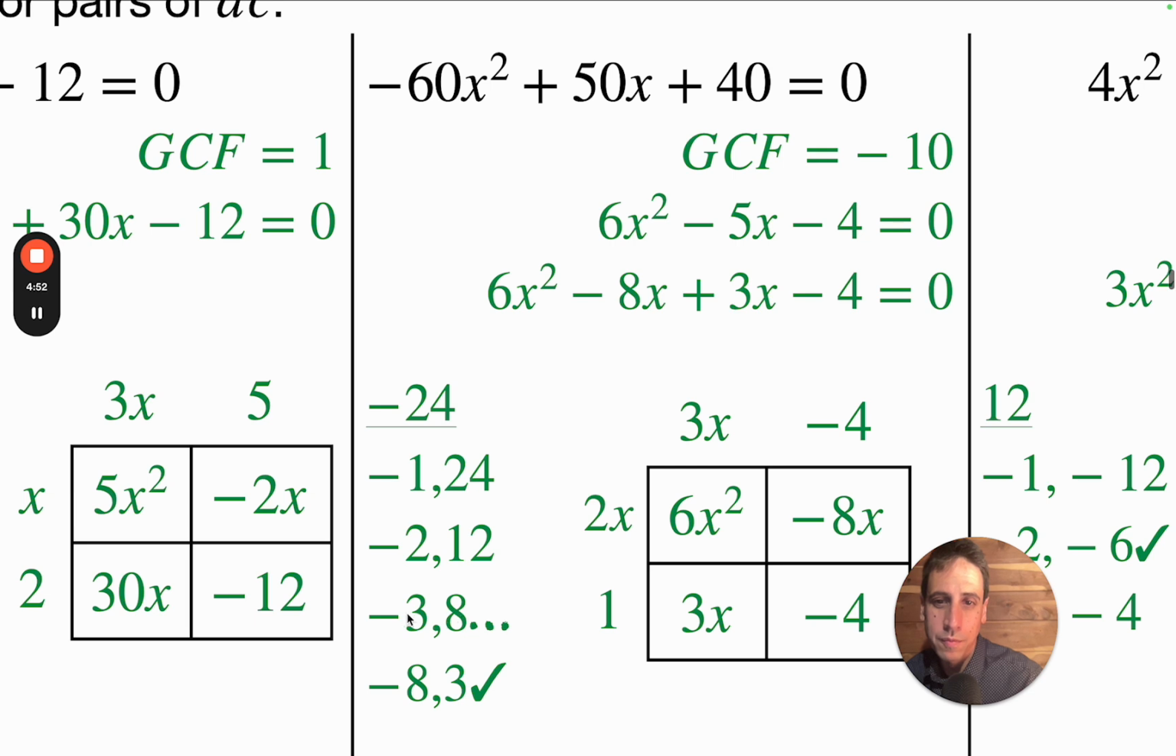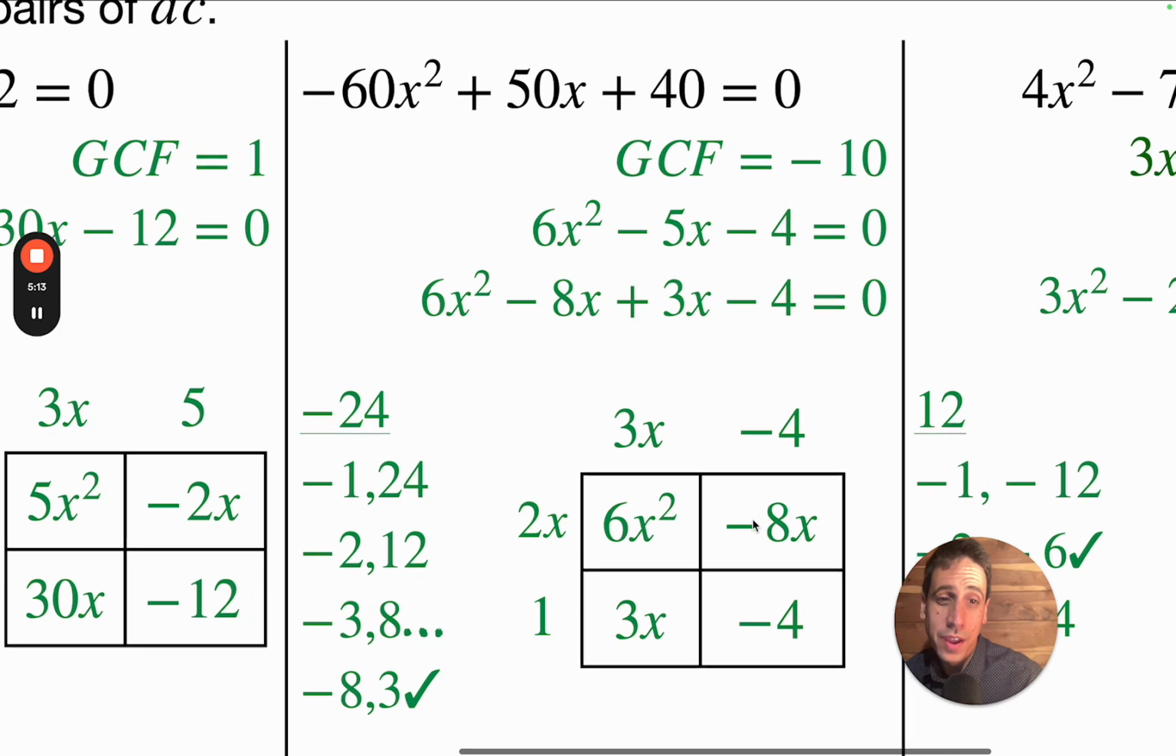I see that negative 8 times 3 is negative 24, and negative 8 plus 3 is negative 5. That's the b value here. So I can split up minus 5x into minus 8x plus 3x, as you can see right here.